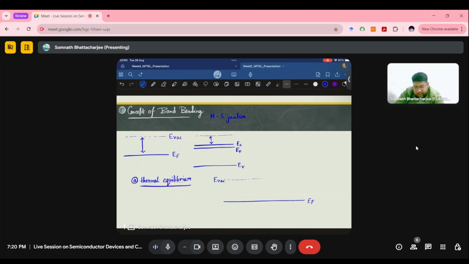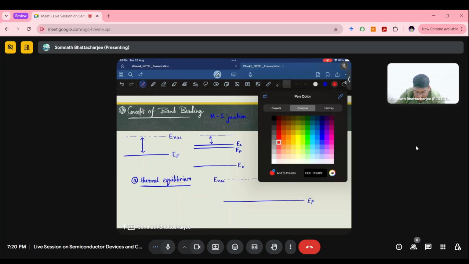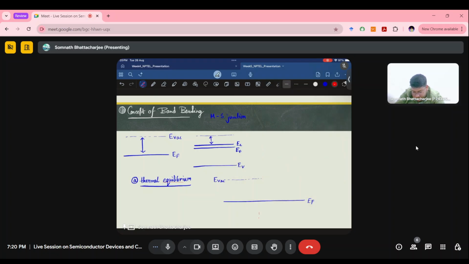Due to this alignment, what happens? First, let me just draw it like this. Up to this is the metal part, and after this is the semiconductor part. Now, the difference between the Fermi level and the EC, the conduction band, is constant for a certain level of doping. So based on that, we can draw this. So this is EC.